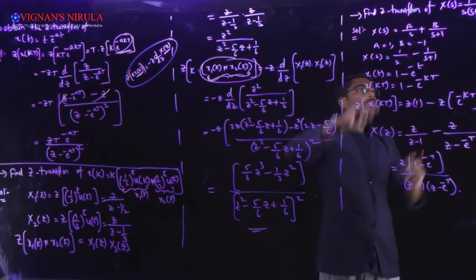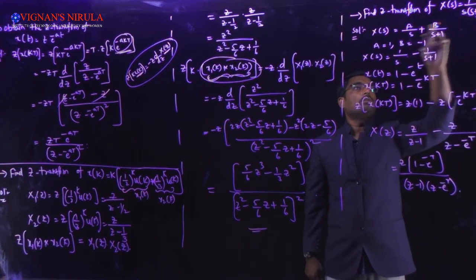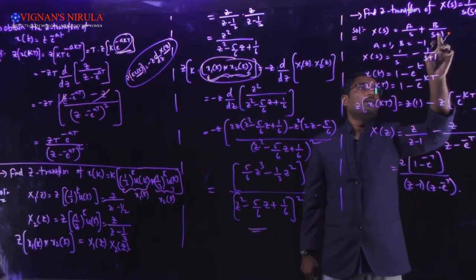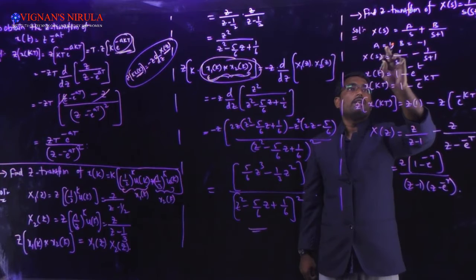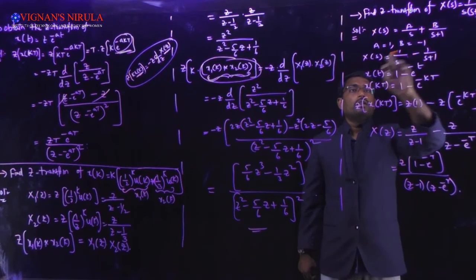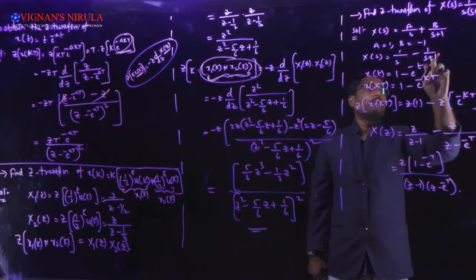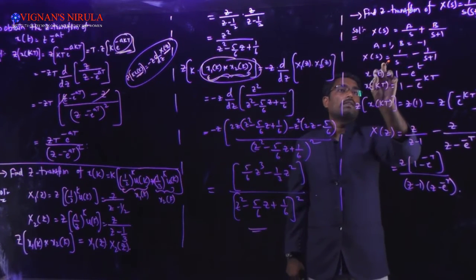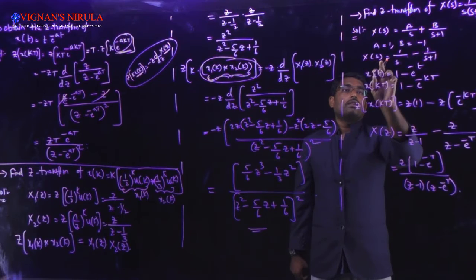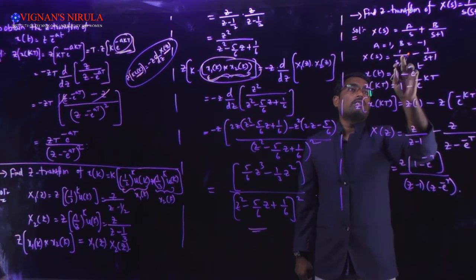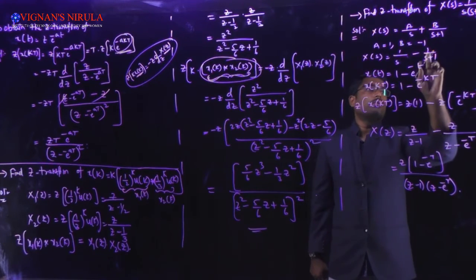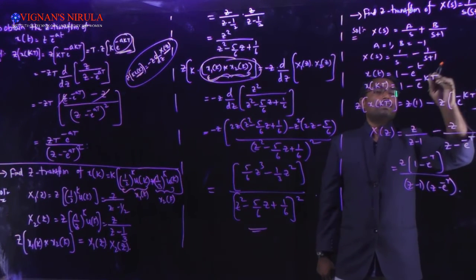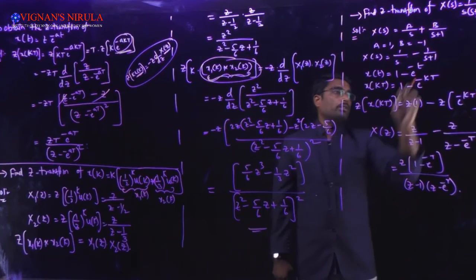In order to apply the inverse Laplace transform, we need to apply partial fractions. X of s is written as a by s plus b by s plus 1. By finding a and b, we get a as 1 and b as minus 1. Now x of s equals 1 by s minus 1 by s plus 1. Applying the inverse Laplace transform on both sides, x of t equals L inverse of 1 by s, which is 1, minus L inverse of 1 by s plus 1, which is e power minus t. We know that L inverse of 1 by s plus a is e power minus a t. So e power minus t.